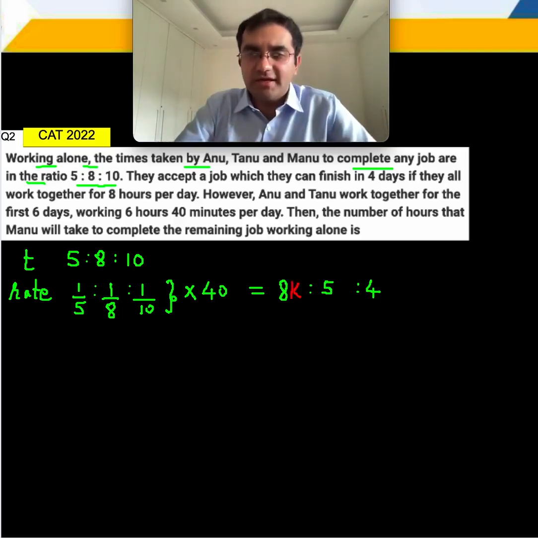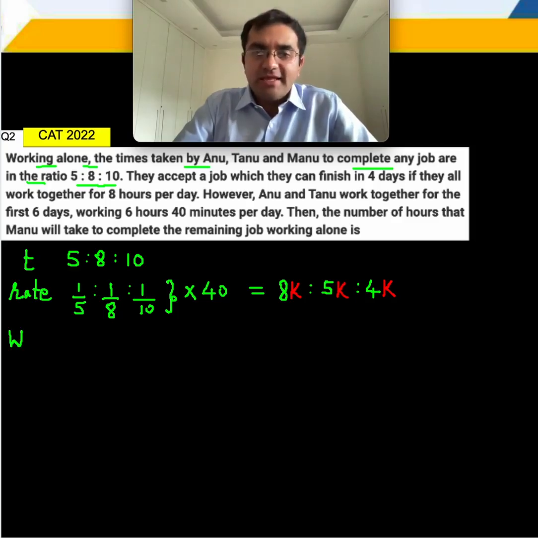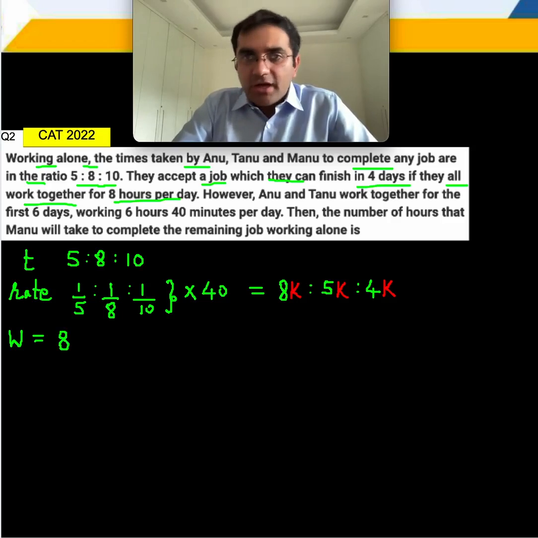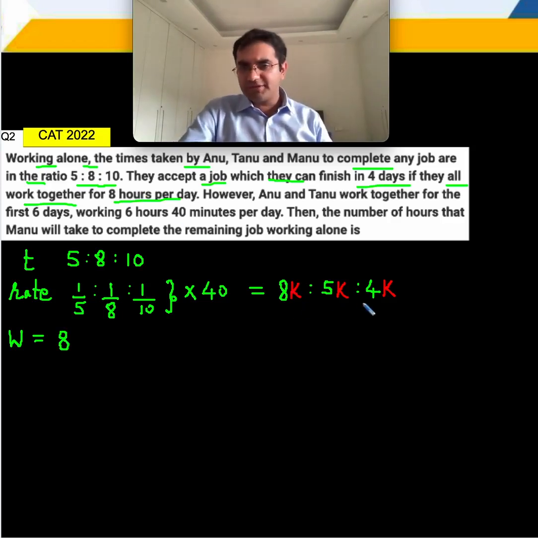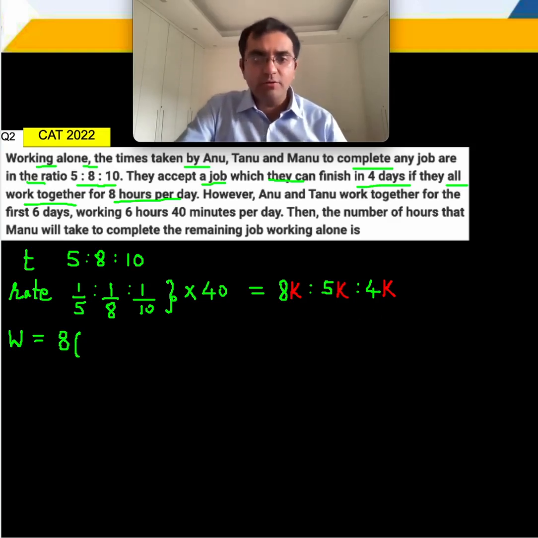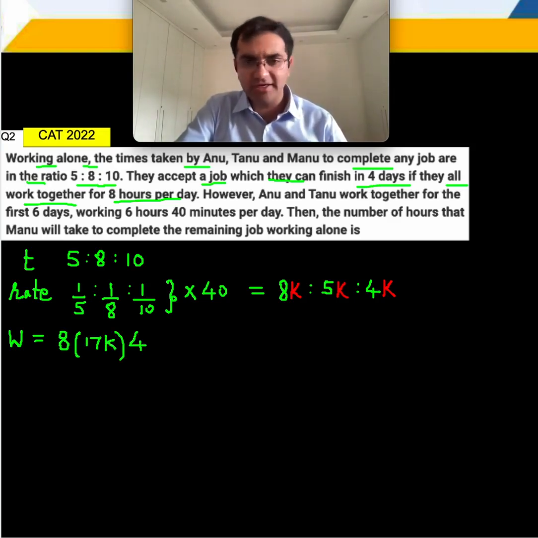रेशियो के साथ के लगा देंगे. I now use these values for my solving. They accept a job which they can finish in 4 days if they all work together 8 hours a day. So 8 hours a day काम किया, टुगेदर काम किया, सो दैट मीन्स पर आवर ये लोग कितना काम कर रहे हैं, 8 + 5 + 4 17K. So they are working for 8 hours, 17K units per hour for a total of 4 days. तब जाके काम हो गया.